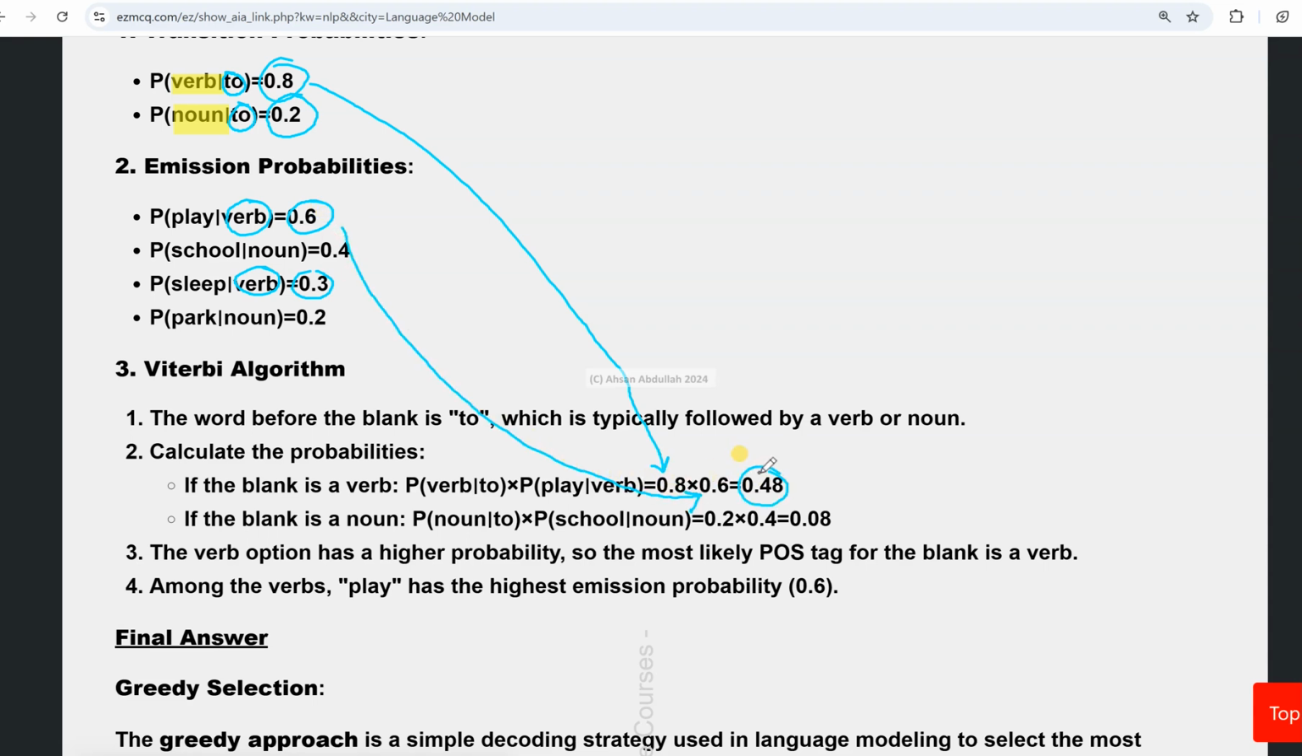You have 0.48. And similarly, what if it is a noun? Then the probability is 0.08. So we see that the verb option has a higher probability as compared to the noun option. So we say that the word which will follow "to" would be "play". That would be play. Let me clean this.